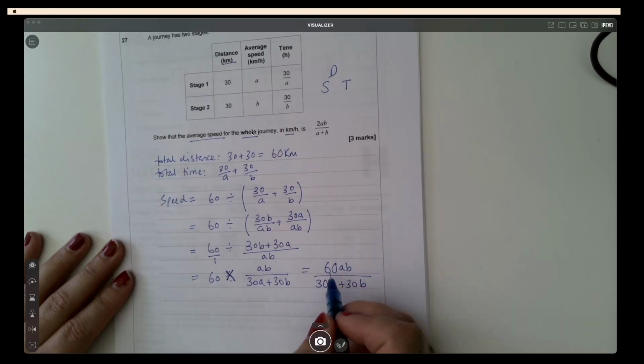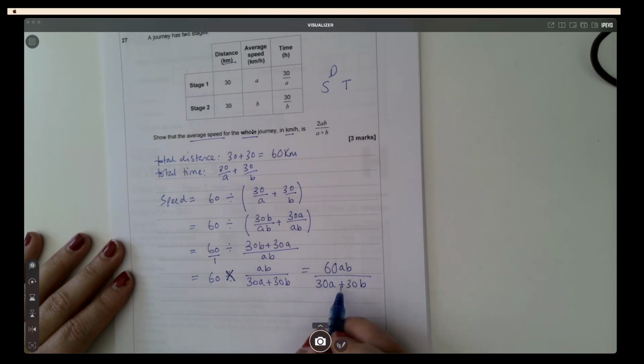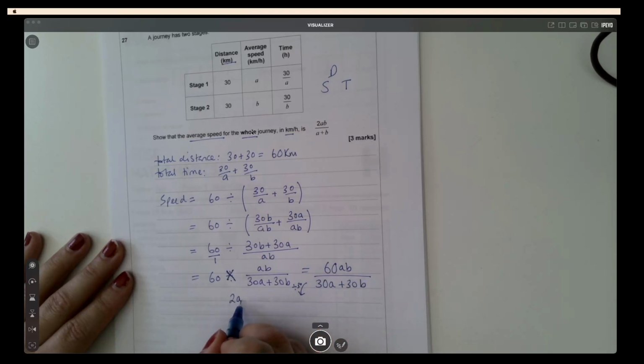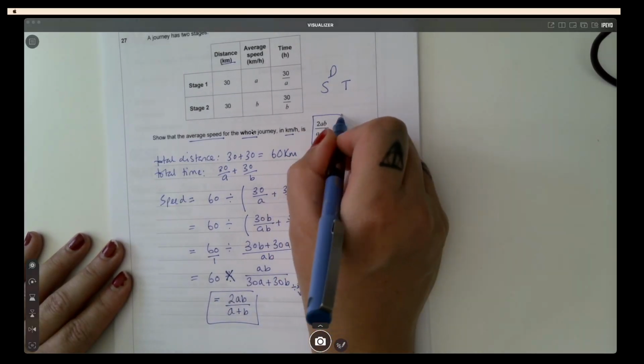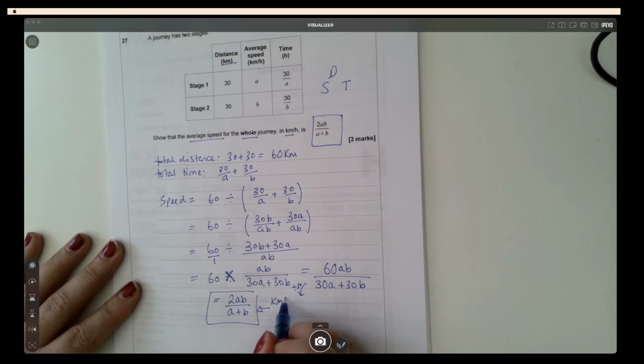Now we're going to simplify. So we can divide 60 by 30, and we can divide the two coefficients here by 30. So let's divide by 30 where possible. So that becomes 2ab on top, and then a plus b on the bottom. And then when we compare this to this, it matches. So we've done what they asked us to. We've shown that the average speed for the whole journey in kilometres per hour is the expression 2ab over a plus b.